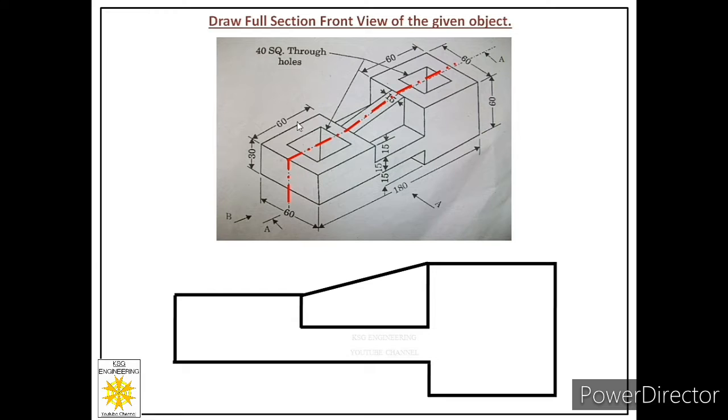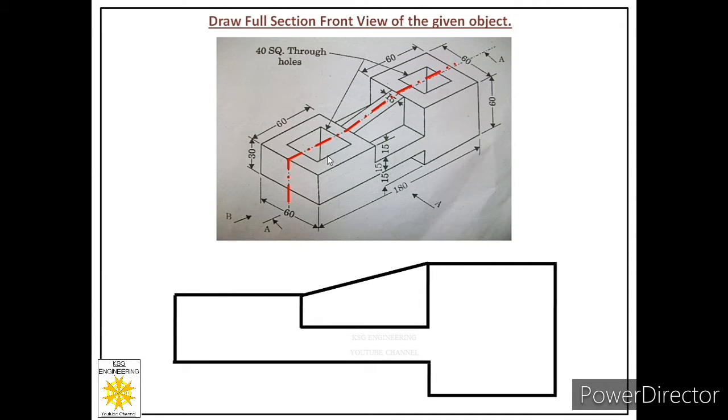Now we have to show these two pockets as hidden in this front view. Let us first see this pocket. Over here, its dimension is mentioned as 40 square through holes. So these holes are through and these are of 40 millimeters. So these are square holes of 40 millimeters.